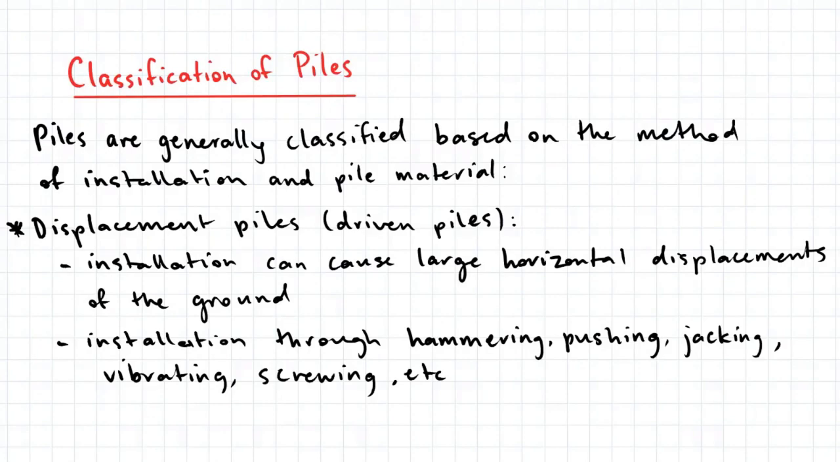Piles are generally classified based on the method of installation and pile materials. In displacement piles or driven piles, the installation of these piles cause relatively large horizontal displacements and movements of the ground through which the piles are being installed. Installation may be through hammering, pushing, jacking, vibrating, screwing, etc.